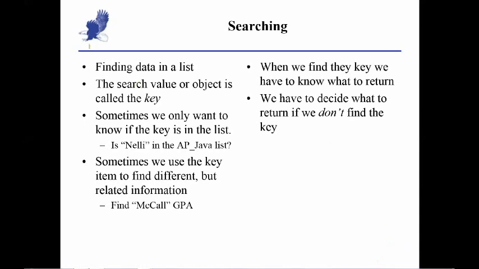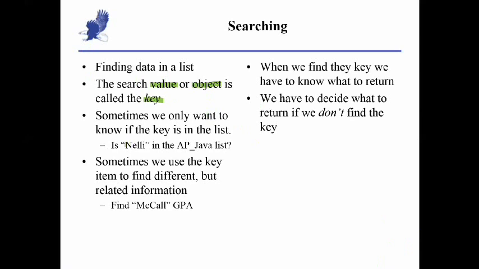Now, usually when we're looking for an element inside the list, we have a pretty good idea of the value or the object we're looking for. Now, in computer science language, that value is called the key. So what we're trying to do is find the key inside our list. Now, when we do that, we usually have two possibilities.